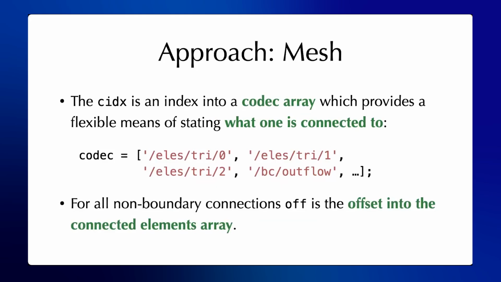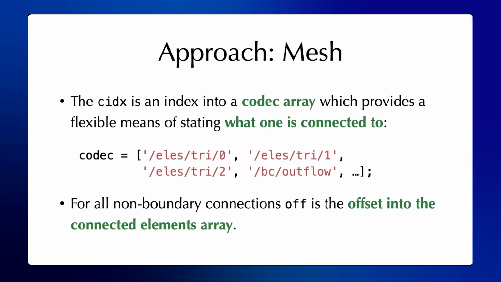So in this example here, CIDX 0 says you are connected to an element, which is a triangle, and it's face 0 of a triangle. CIDX 1 is an element, it's a triangle, and you are connected to face 1 of a triangle. This also lets us say if you are connected to some kind of boundary or boundary condition. So CIDX 3 would say, oh, you're on the outflow boundary.